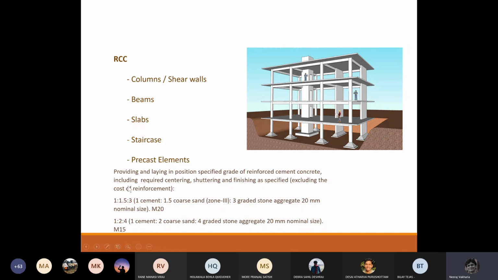Okay, so yeah. So then we have to mention what grade of concrete we require. Okay, so let's say if we are considering M20, then 1:1.5:3. I hope you all remember these design mixes. Okay, so let's say it's 1:1.5:3. So 1 cement, 1.5 coarse sand, and 3 being graded stone aggregates.